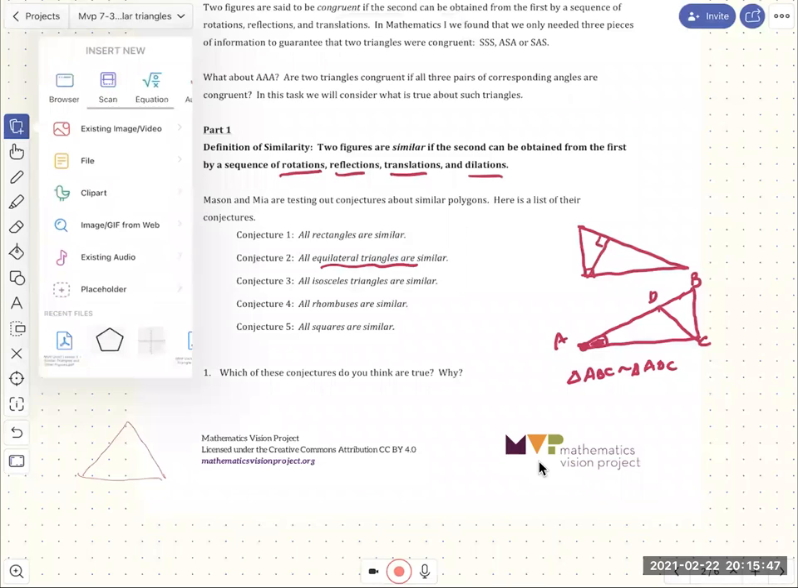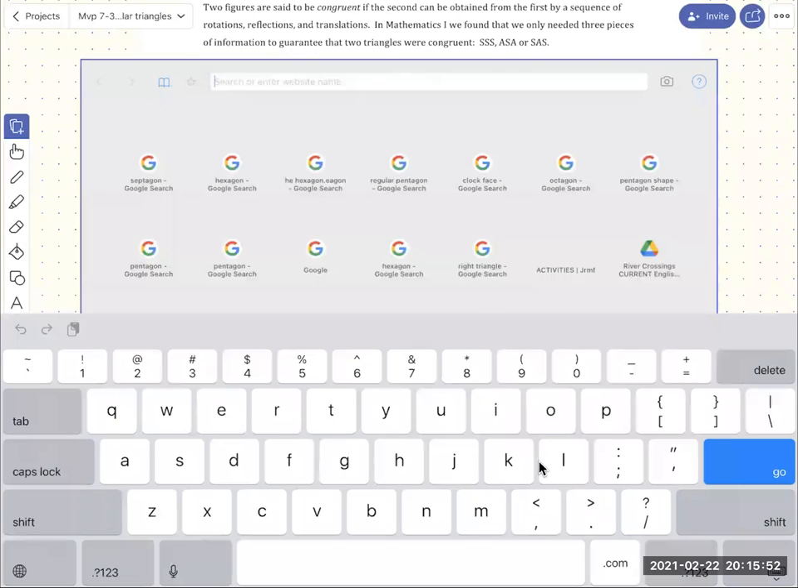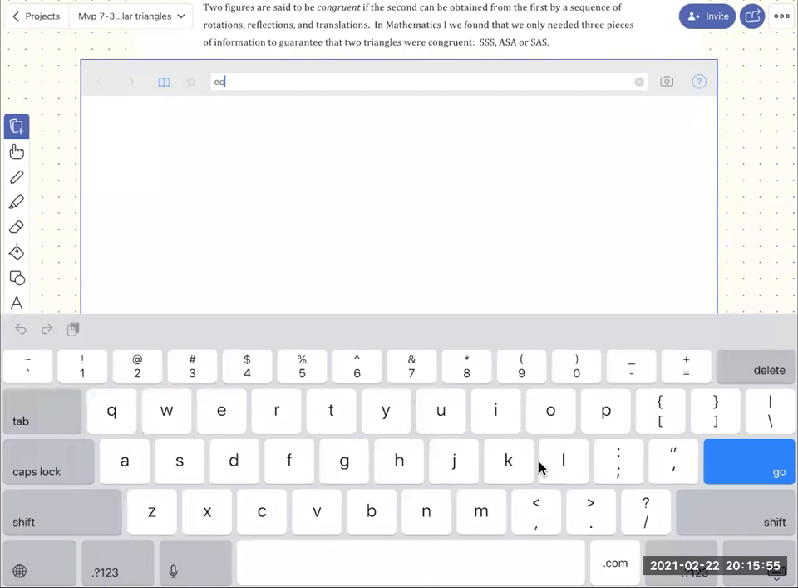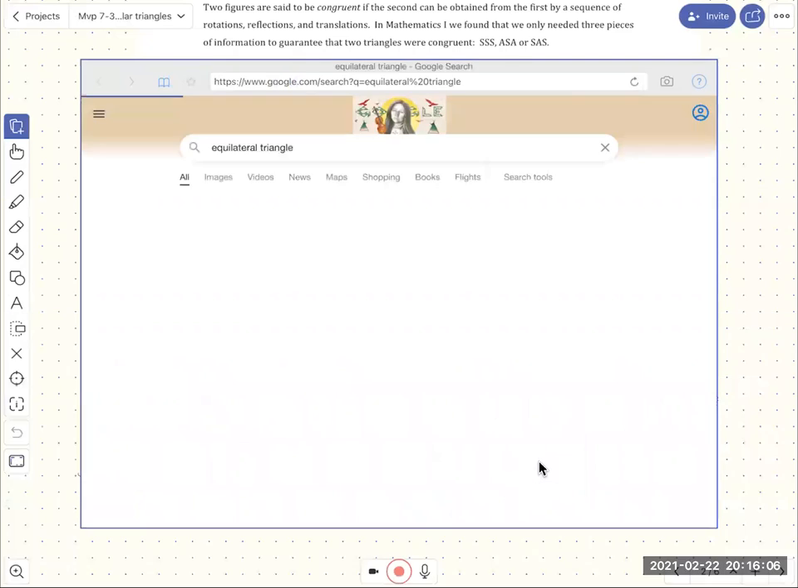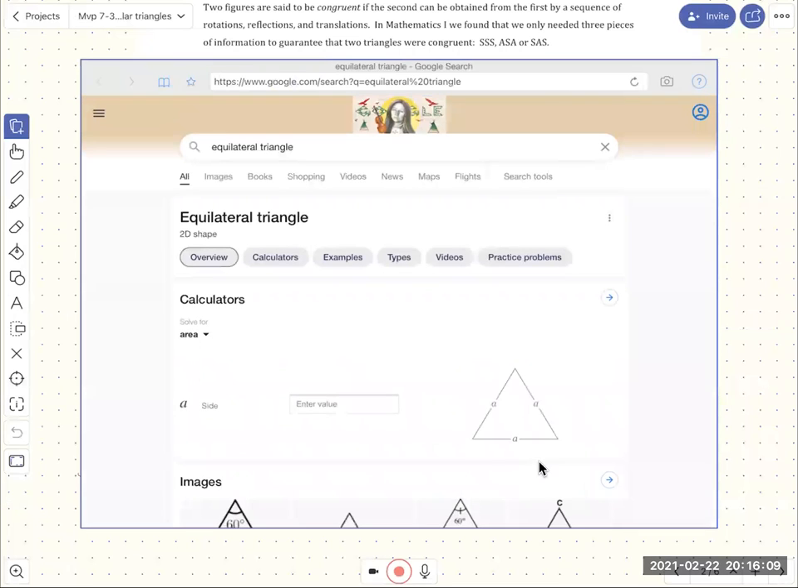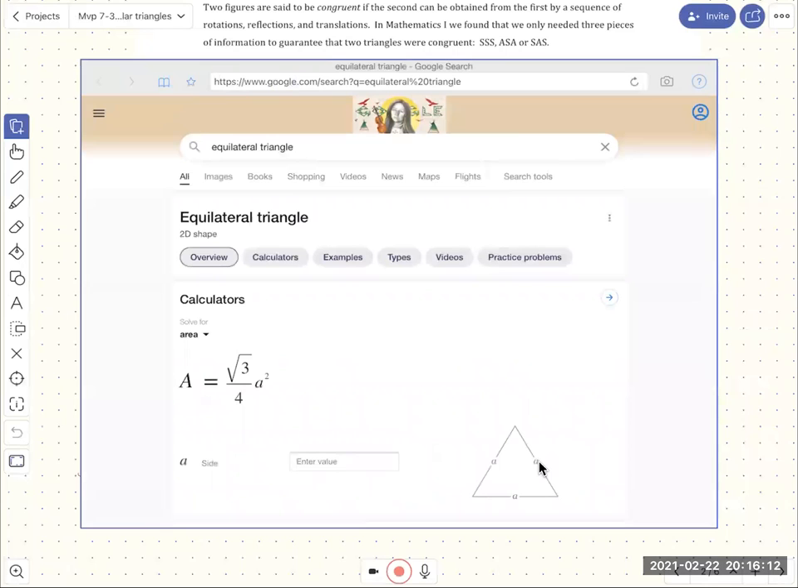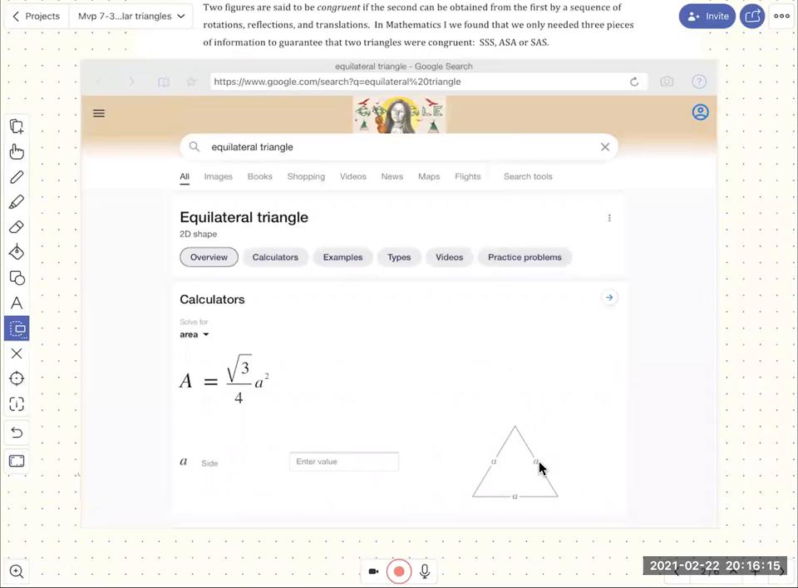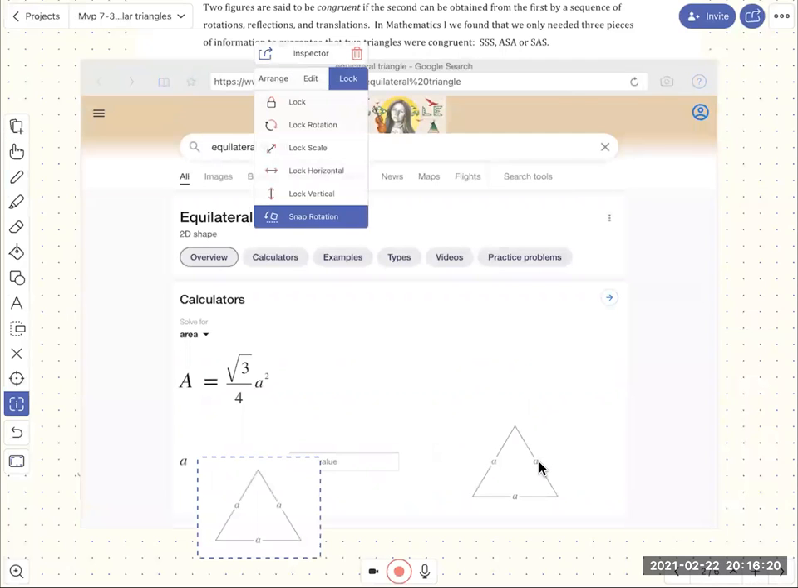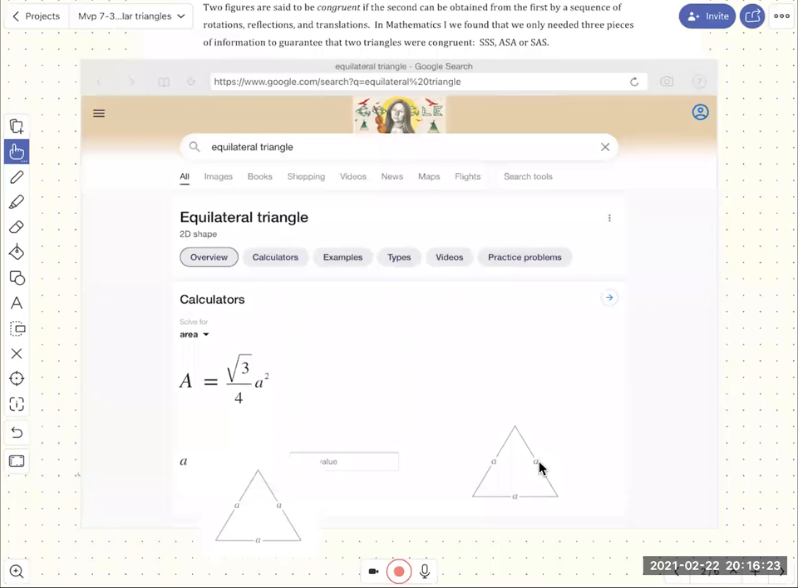So you guys have Explain Everything. So what you can do with Explain Everything, if you're in the middle, is you can just go to your browser and look for equilateral. And usually you don't have to type very much to get it. So you just go ahead and grab it, right? And so, let's grab it and use that select tool there. And we've got it. And then you want to lock the rotation on it.